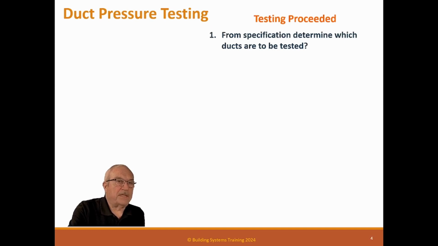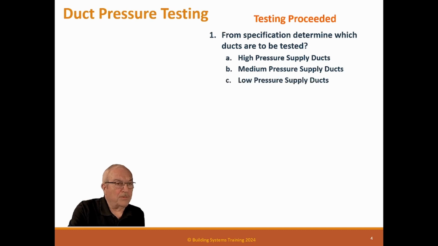So let's talk about the testing procedure. From the specification, determine which ducts are to be tested. And they might be the high pressure supply ducts, which is normally always, the medium pressure supply duct, which is normally always, low pressure supply duct, which is very, very seldom done because these ducts work at such low pressure that leaks don't affect much and they're always way down in the room, right at the end use. So if they leak a little bit, it's not a big disaster, but they can be tested depending on what it is. If the room's a laboratory, maybe you want to test them.